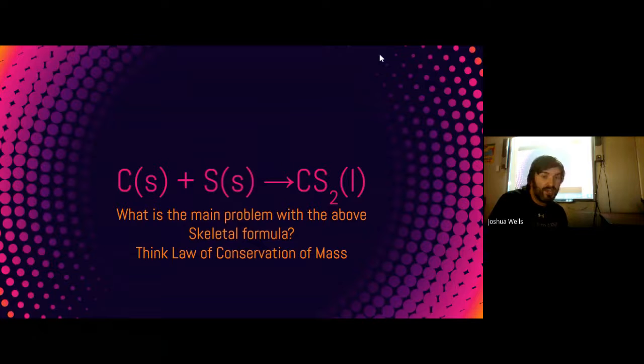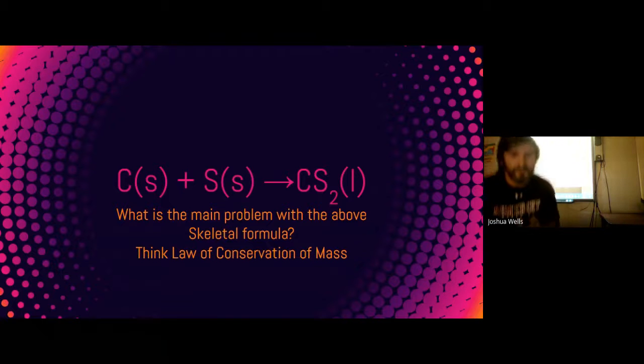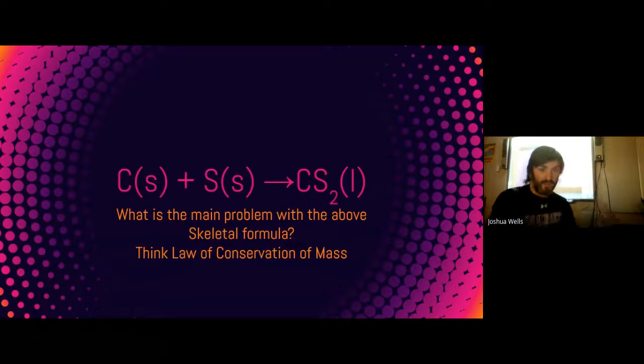All right, so here we have that exact same problem. The only difference from this one and the one I just did is I have carbon solid plus sulfur solid, which end up producing carbon sulfide or CS2, which is a liquid. So here we have an example, two solids making a liquid. What is the main problem with the above skeletal formula in your opinion?